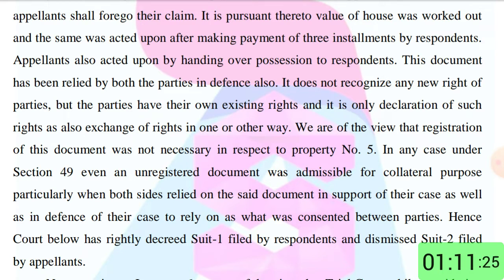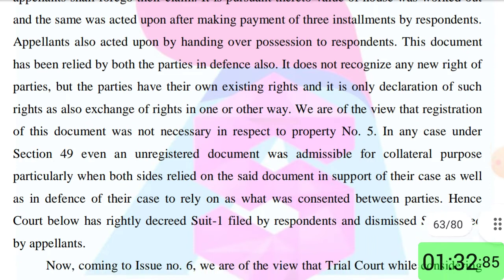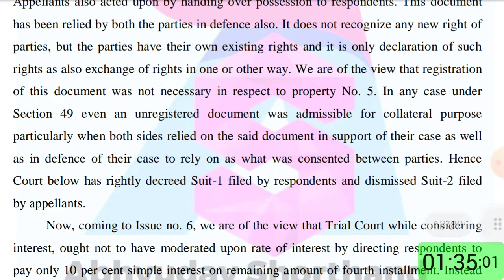In any case, under Section 49, even an unregistered document was admissible for collateral purpose, particularly when both sides relied on the said document in support of their case as well as in defense of their case, to rely on what was consented between parties. Hence, the court below has rightly decreed Suit-1 filed by respondents and dismissed Suit-2 filed by appellants.